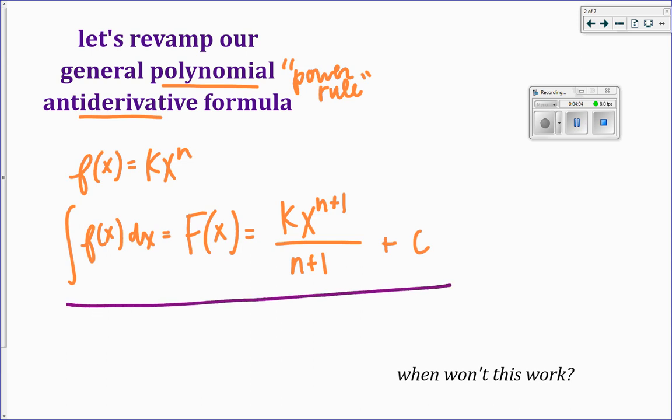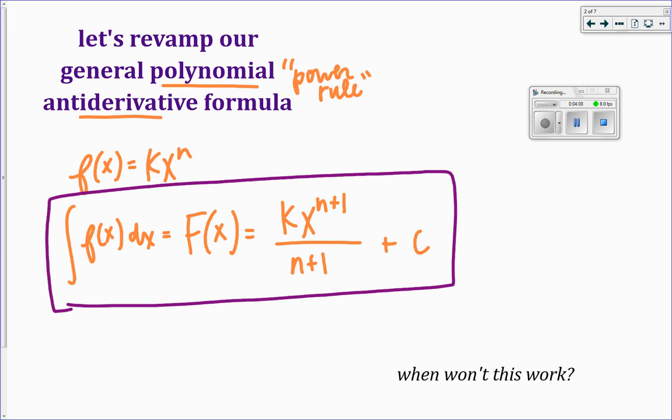And now what I'm saying is we're going to add a plus c, plus a constant. Because this is what we're talking about when I say an indefinite integral. Indefinite means we don't have bounds. So we're looking at something called a family of functions. It could be any function here.